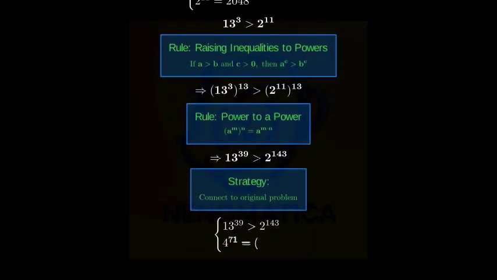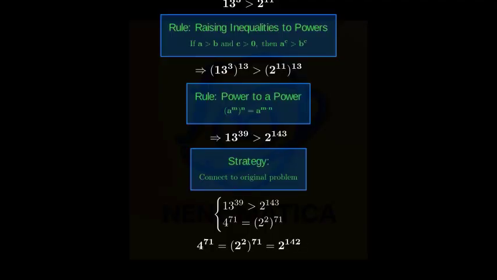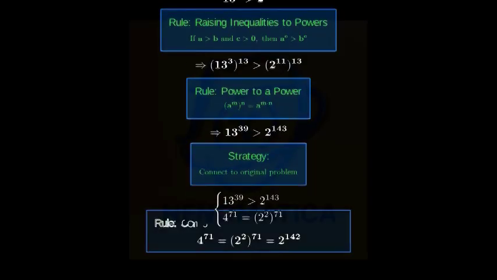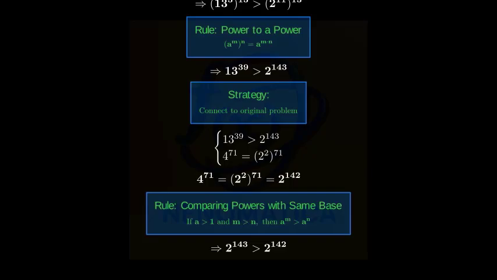Let's analyze 4 to the power of 71. We know that 4 equals 2 squared. So 4 to the power of 71 equals 2 squared raised to the power of 71. Using the power of a power rule, this equals 2 raised to the power of 2 times 71, which is 2 to the power of 142. Now we can see that 2 to the power of 143 is greater than 2 to the power of 142 because the exponent is larger.